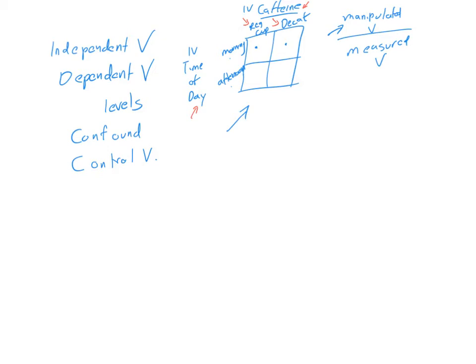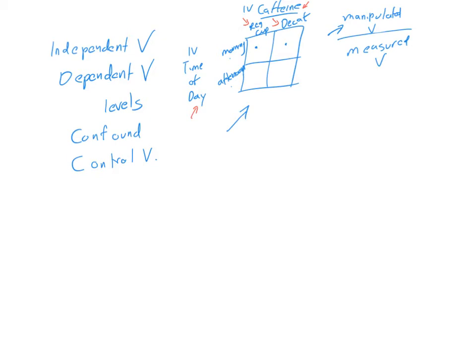So for example, for caffeine, did the researcher assign people to drink a regular cup of coffee or decaf? Or did they recruit people who drank coffee and compared them to people who don't drink coffee? If they're recruiting people who already drink coffee, they're not manipulating, they're not assigning people to drink coffee, they're just recruiting people who already drink coffee. So I don't have a manipulation in that last example.